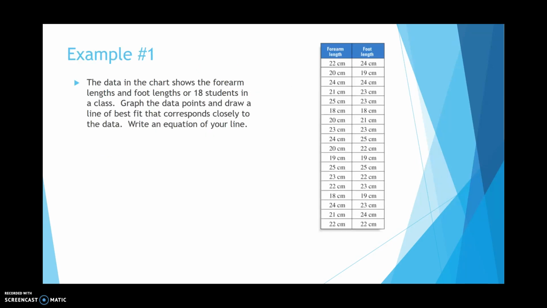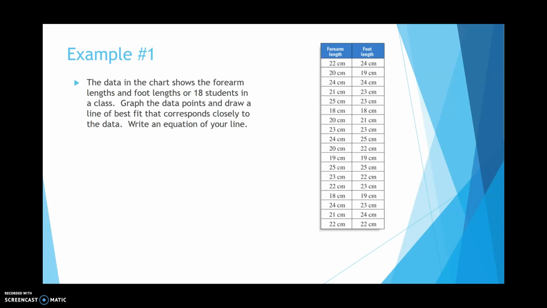So let's look at an example here of what this means. You may be given a chart with different data points. The data in the chart shows the forearm lengths and foot lengths for 18 students in class. They want us to graph the data points and draw a line of best fit that corresponds closely to the data. And then we're going to write an equation of our line.